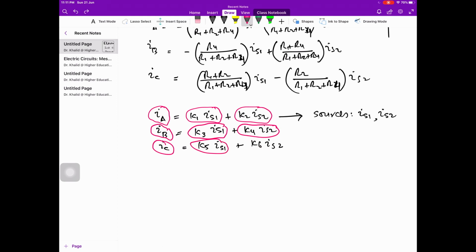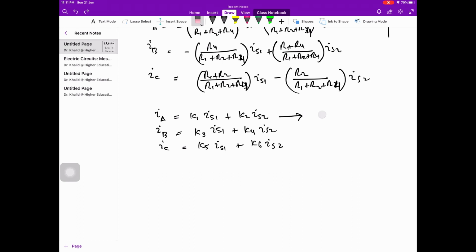Now, another aspect over here. I redraw the circuit again.